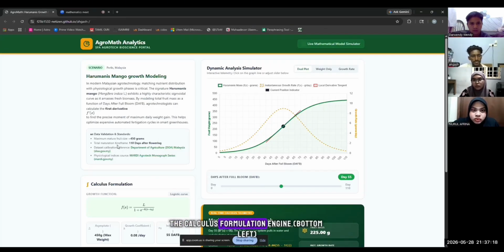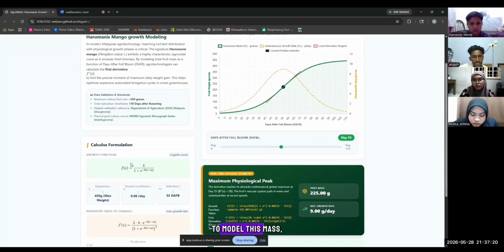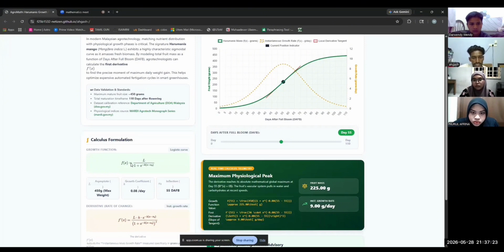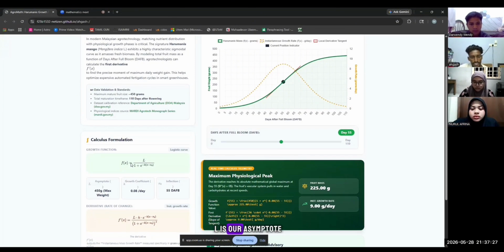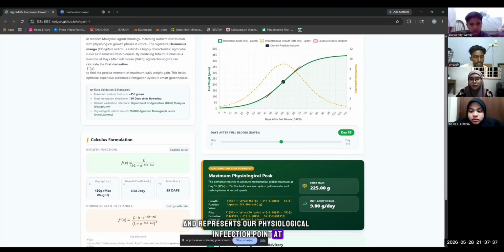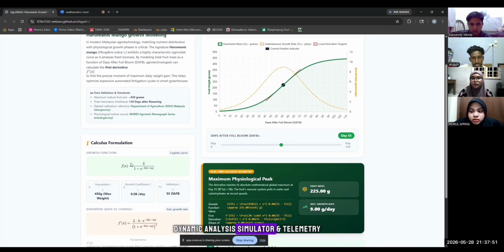The calculation formulation engine. This is the formula. To model mass, the system uses a logistic growth curve function where S total is 450 grams, k is our growth coefficient of 0.08, and t0 represents our physiological inflection point at day 55. To find the rate of change, the system calculates the first derivative, which yields the exogenous growth rate in grams per day.